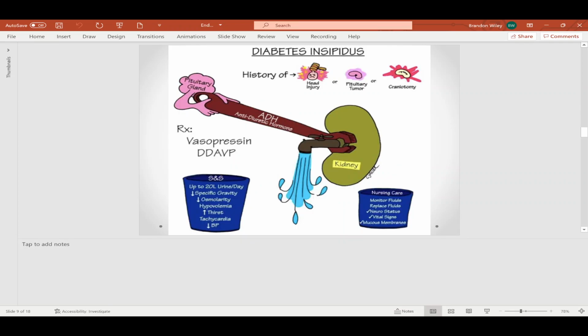All right, so diabetes, this is just kind of another picture. So history, your 3 causes, kidneys, remember, renal tubules. Signs and symptoms, these patients, 20 liters of urine a day, you're going to have a decrease in specific gravity, decrease in osmolality. They're going to be complaining of thirst because they're dehydrated, right? And then just your nursing care is over on this part. So do you guys feel comfortable with DI?